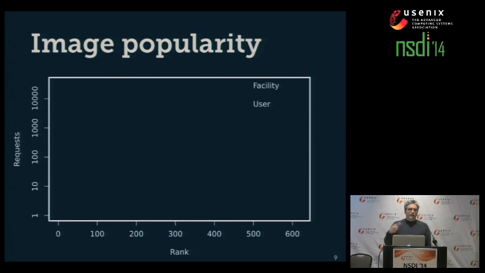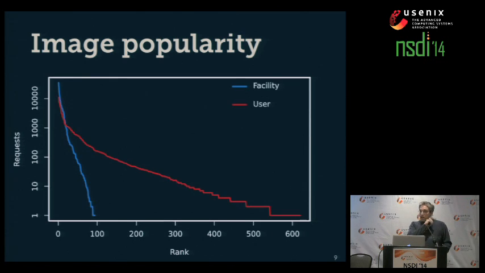So let's look at the popularity distribution of those images. What we're going to look at here is, on the y-axis, a log scale number of requests for a particular image, and on the x-axis we sort the images by their popularity rank. If we look at the facility images, we have about 100 facility images in our data set, and they have a popularity distribution that falls off pretty quickly. If we look at the user images, we have a distribution that has a much longer tail. There were 600 user images in the data set that we looked at.